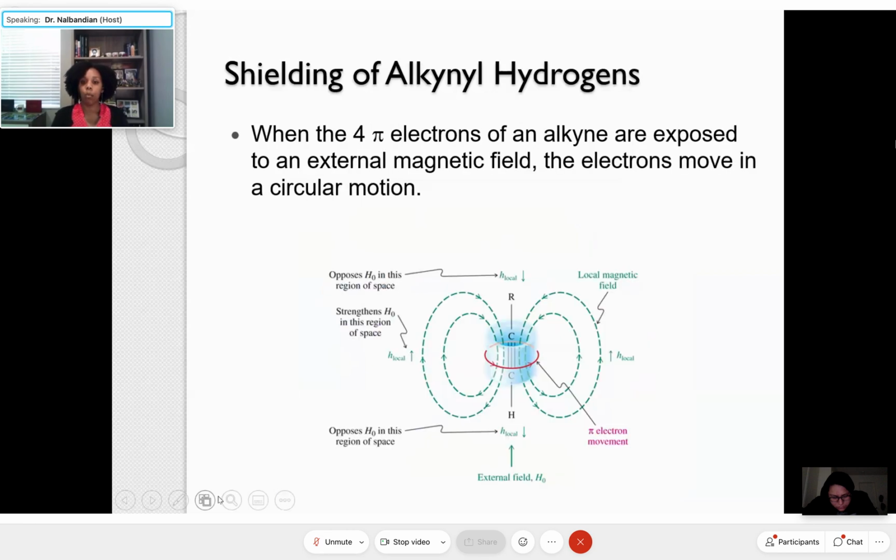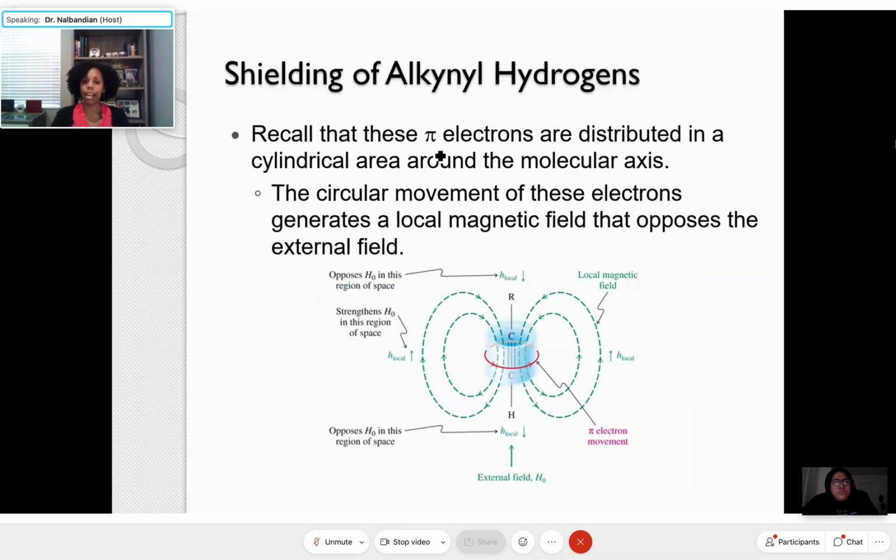Why? Well, it's because of this. So we have these 4 pi electrons that are in that cylinder, right? We said it's that cylinder. And so what happens is we apply an external magnetic field. When we apply an external magnetic field, it forces those electrons to start to move in a circle. So as they move in a circle, they begin to make their own magnetic field.